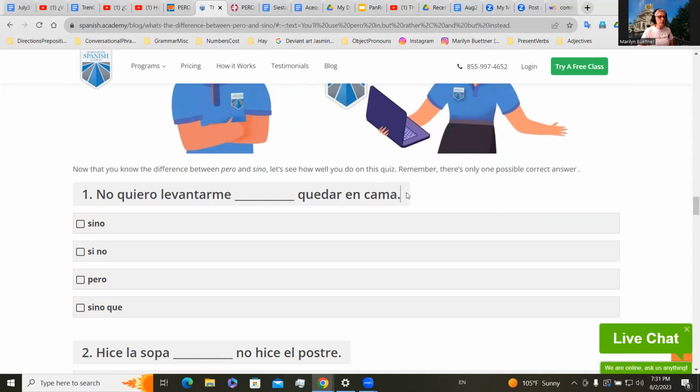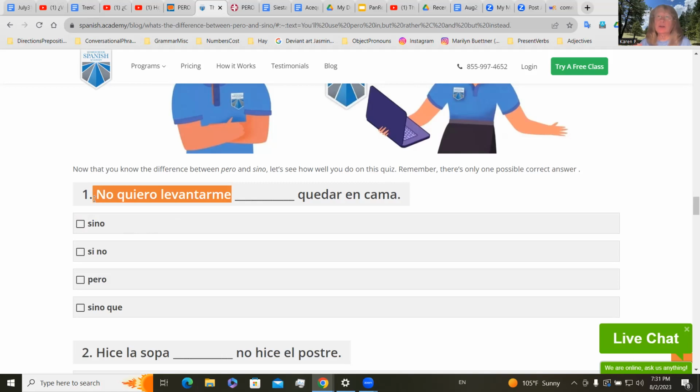This is what somebody says when they're laying in bed and it's 5 a.m. I don't want to get up. And your spouse says time to exercise. Oh, no. Because it's the only time we can. Good job. Mi vida. But notice how this is expressed. No quiero levantarme. Sino quedar, to be left.